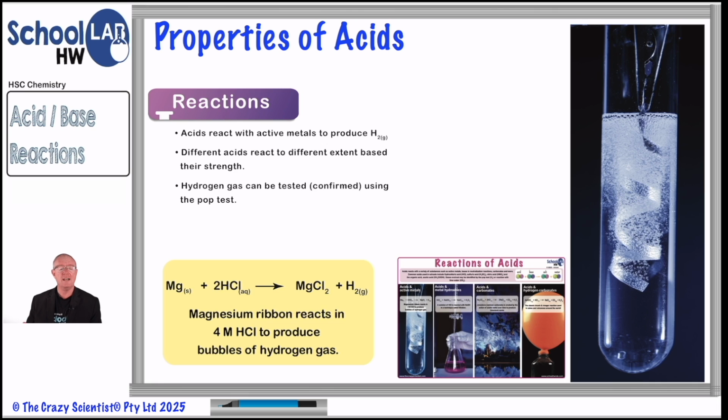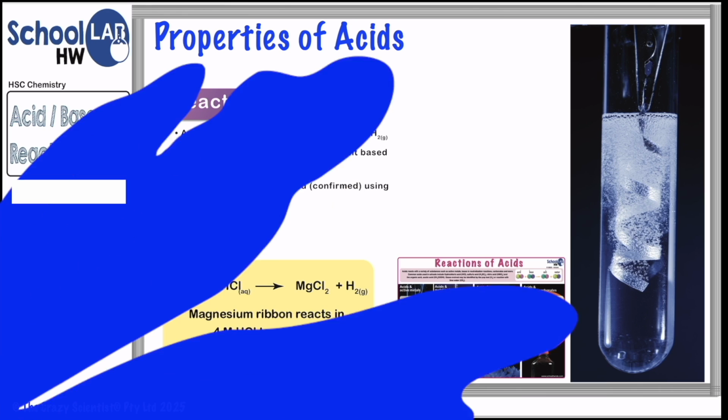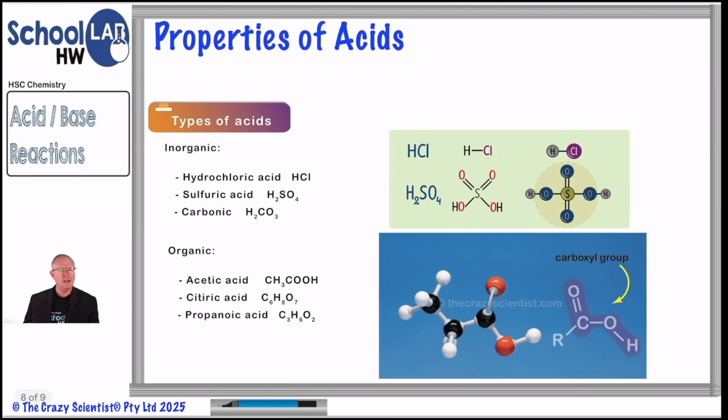However, if we had a strong acid, or a more concentrated acid, it's going to react faster. We have hydrogen gas, as I said, which can be confirmed using the pop test, and we'll revise that as well. Another thing that we have to get into our head is some examples of common acids.